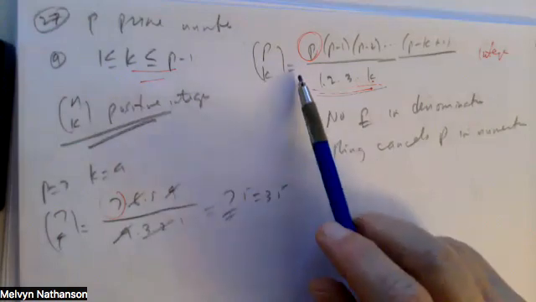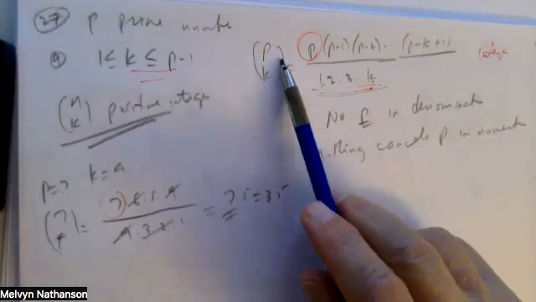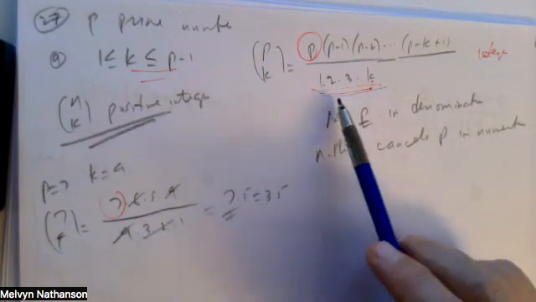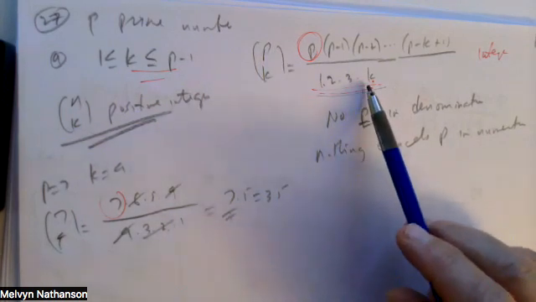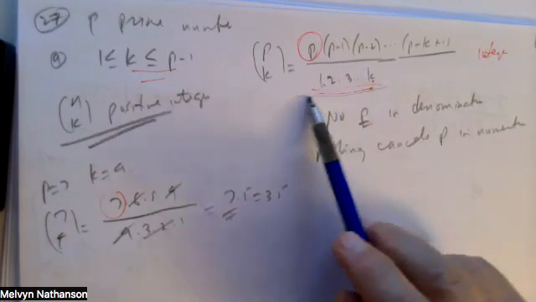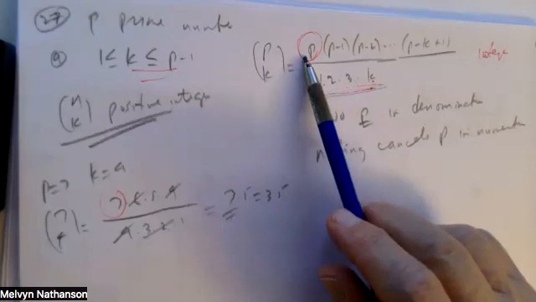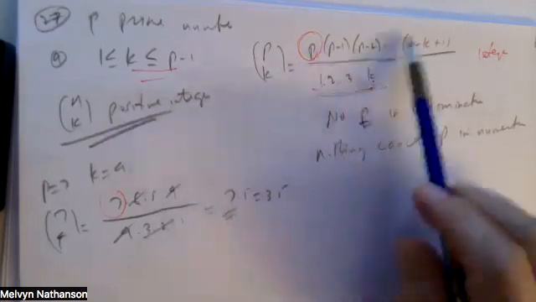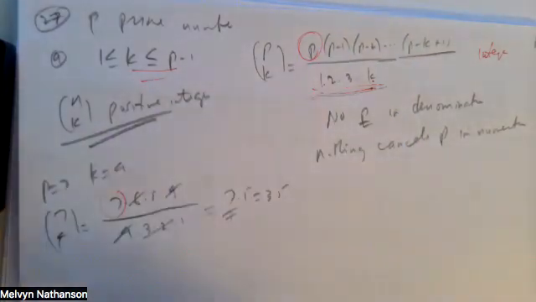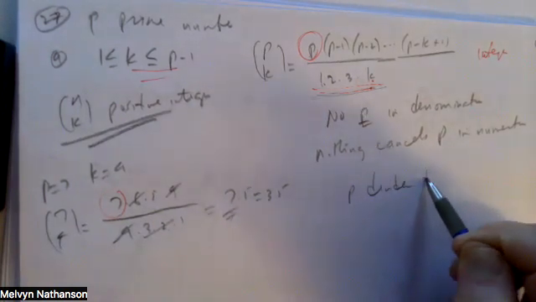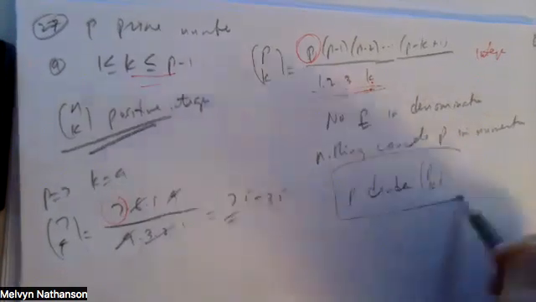And in general, if you write the binomial coefficient P choose K, where P is a prime, K is less than P. It's at most P minus 1. So you're not going to get any P in the denominator. Nothing cancels this P. So this is going to be an integer divisible by P. And that's what we were supposed to prove. P divides the binomial coefficient P choose K.